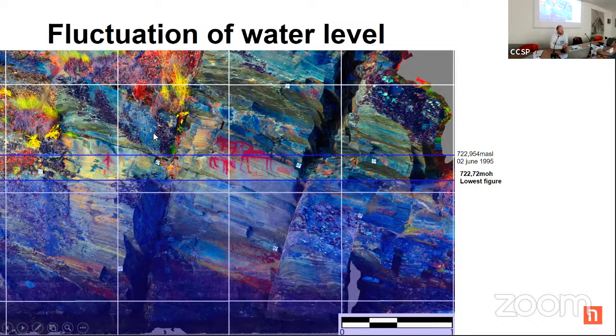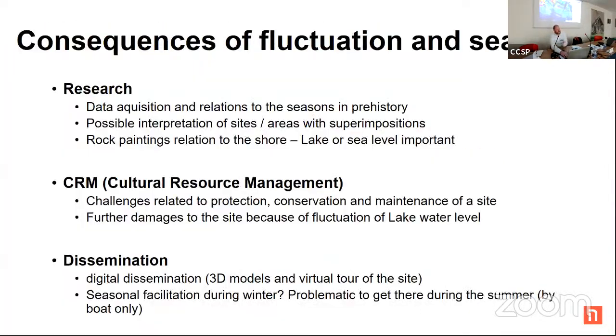That would mean all of the rock art would be covered with water, with all the implications for the conservation, the protection of the site. This is quite crucial for maintaining and monitoring the site. So the consequences here for research is that with the data acquisition and relations to the seasons in prehistory, we have to account for this when we are documenting the rock art. We have to look at the sites with interpretation, be very careful and document them very carefully when it comes to de-stretch, and do a lot of photography to try to get out this information from the rock art.